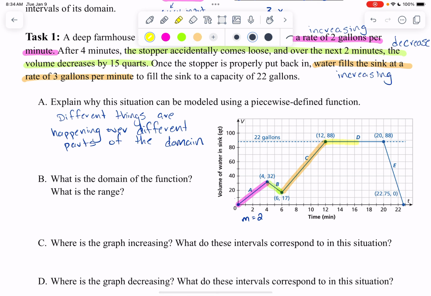Here, the sink is just at capacity. So maybe for that part labeled D, we're doing the dishes. We're not putting water in or taking water out. The sink's just sitting with that amount of water in it. And we can actually calculate the amount of time it's sitting with that amount of water in it. It's sitting from 12 minutes up to 20 minutes. So there's 8 minutes in there where the water's sitting.